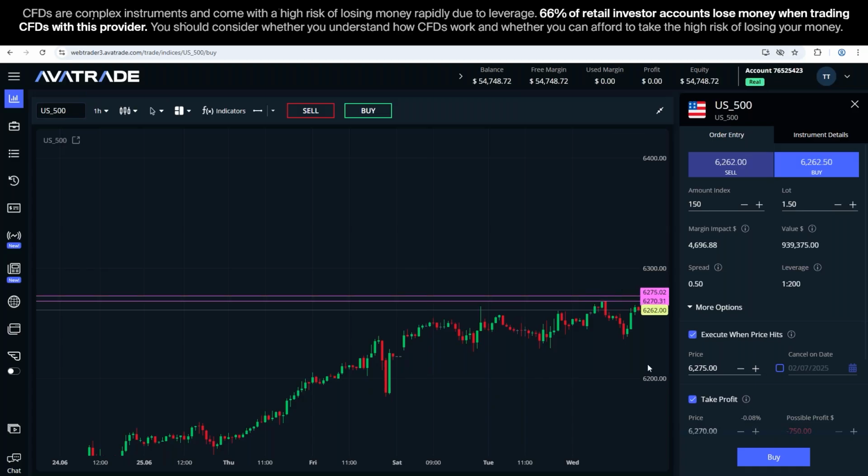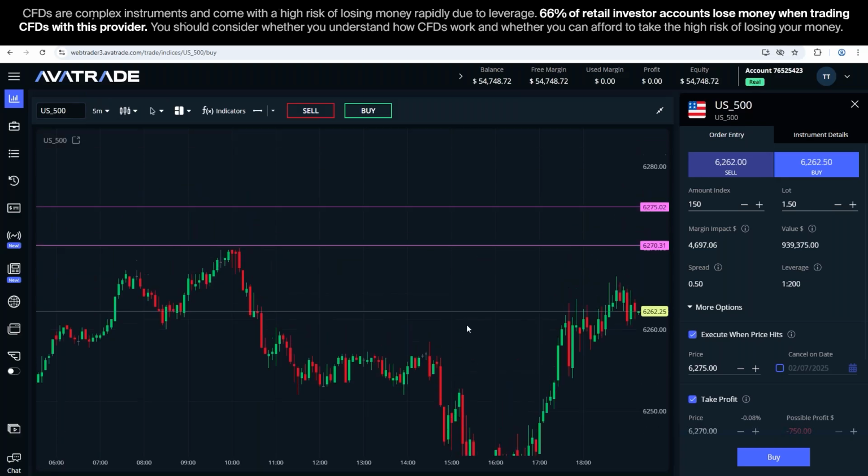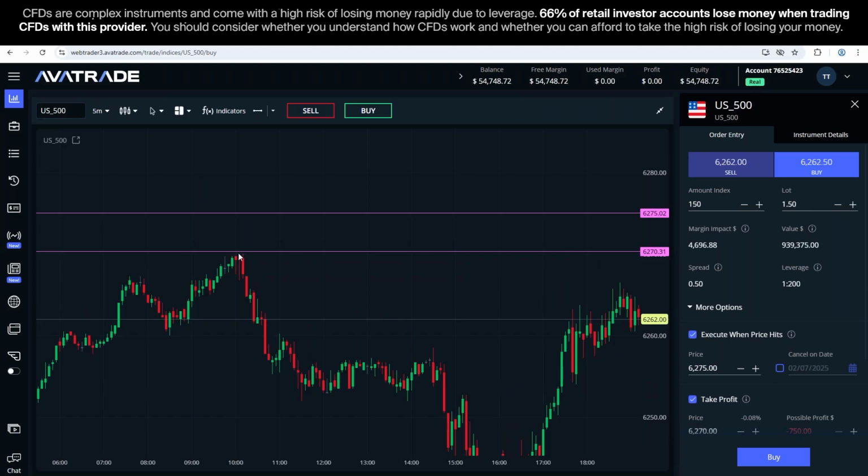Okay, 62.75. And if I zoom in maybe on 5-minute candles, it'll be maybe a little better view. So here's the resistance level at the all-time high. This is the all-time high in the S&P 500. If it breaks the all-time high, that confirms upward momentum.